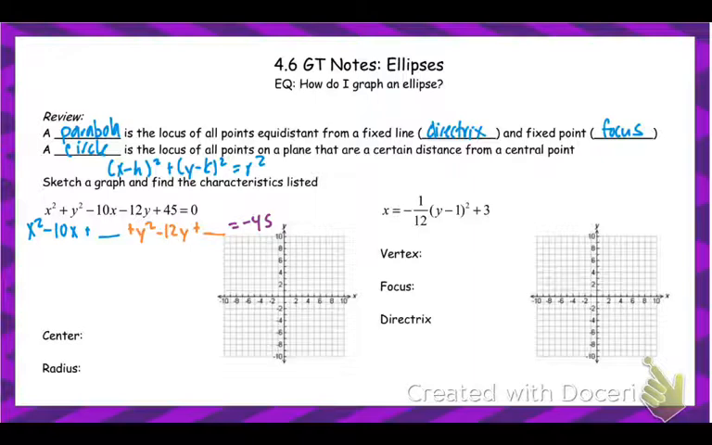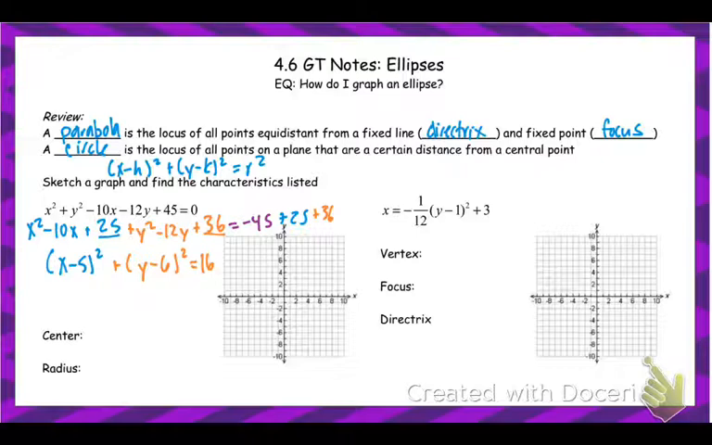So to figure out the number that goes in the blank, you take the b value and divide it by 2. I add it to both sides. The orange one, b value divided by 2, add it to the other side. And then I can factor those trinomials. So the blue terms are going to factor into (x minus 5) squared. The orange terms are going to factor into (y minus 6) squared. And then the other side of the equation is going to simplify to 16.